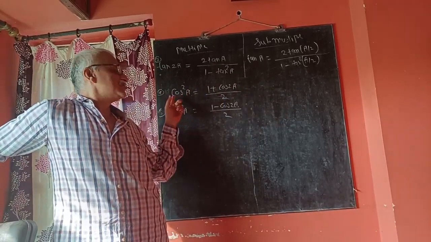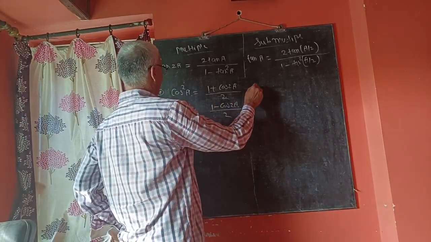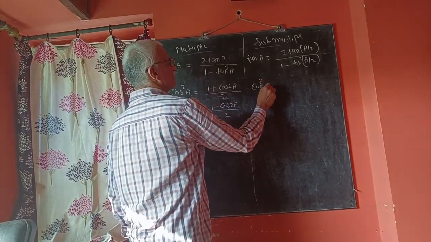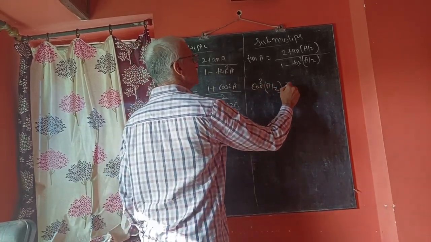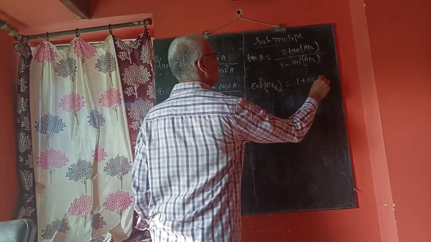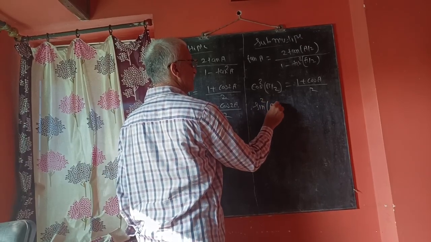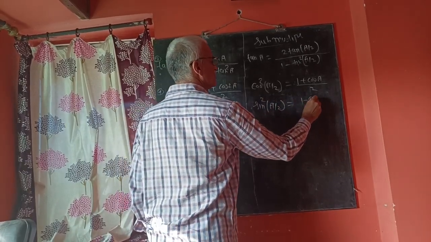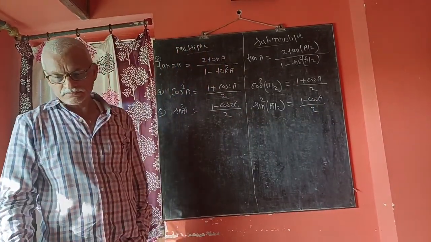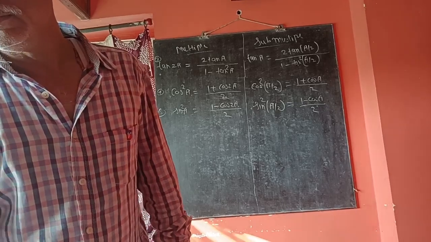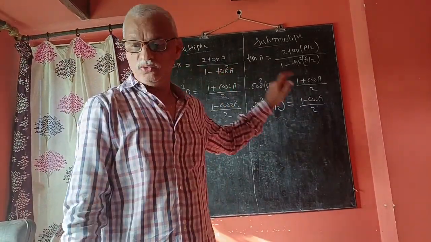Here also it will be the same. Cos square A by 2 equals 1 plus cos A divided by 2, and sin square A by 2 equals 1 minus cos A, whole divided by 2. So these are the multiple and submultiple angle formulas for angle 2A.